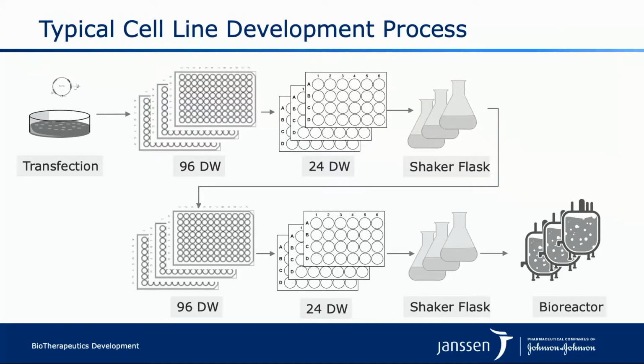That's the parental cloning stage. From that, individual clones go through another round of selection, which is another 96 deep well, 24 deep well, shake flask, then bioreactor. Eight to twelve of them will go into bioreactor to generate a larger quantity of material for the bioanalytical analysis, which will guide us to select the best cell line.